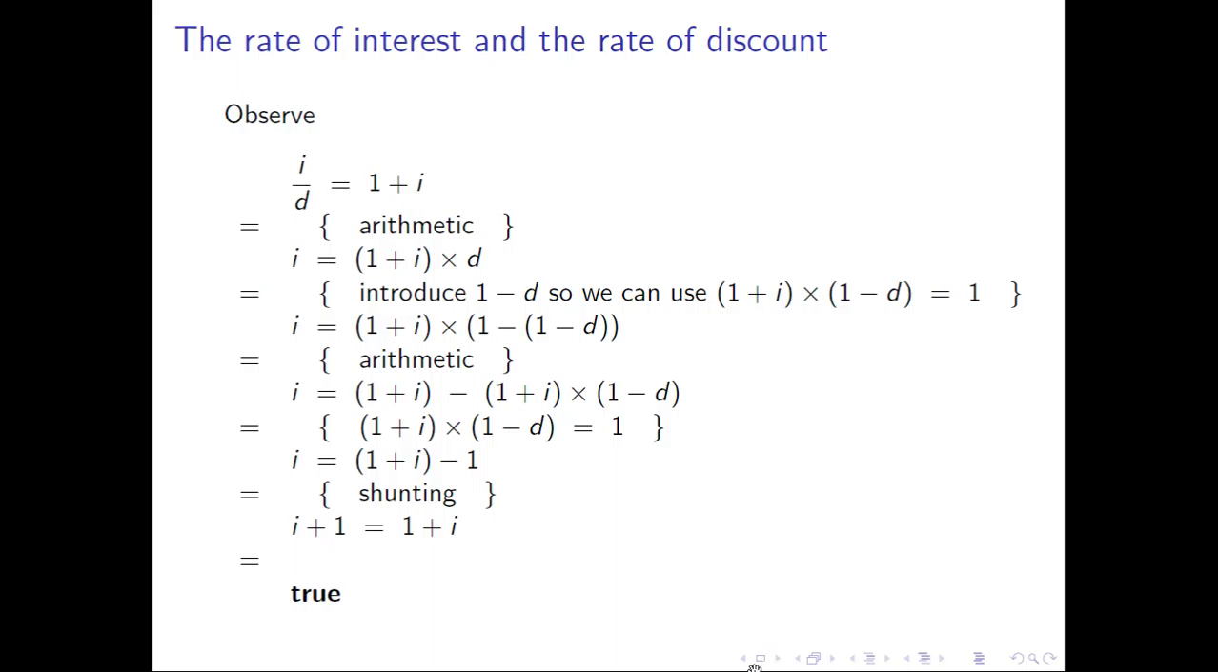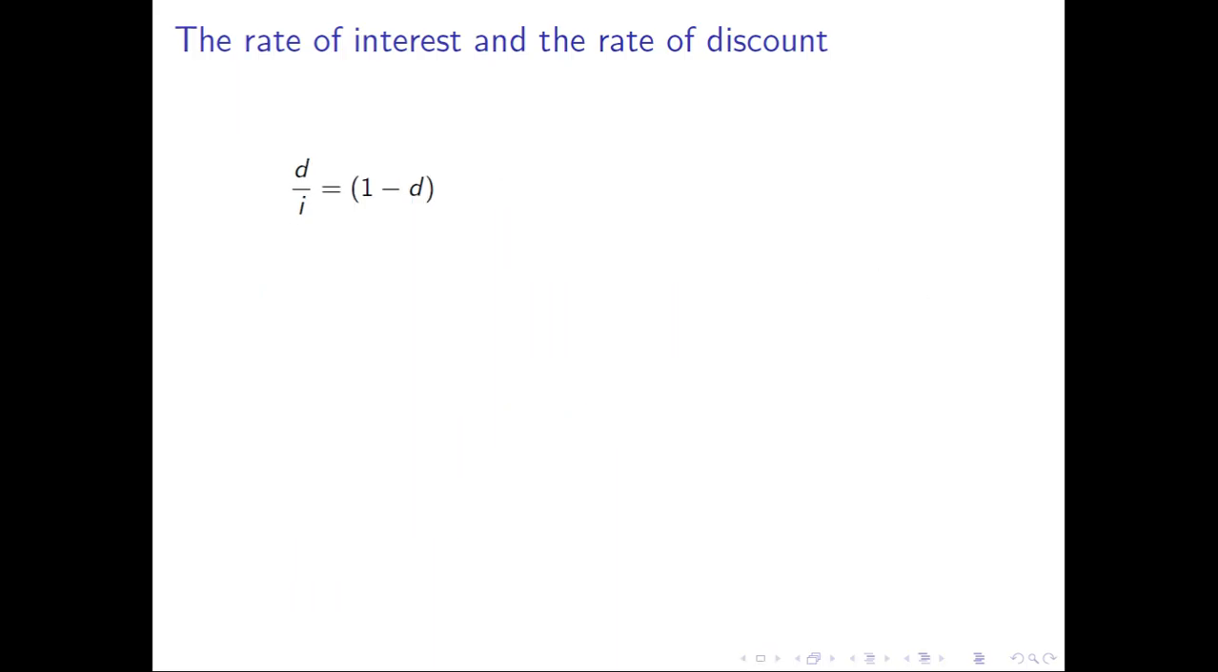Okay. Now, to prove this one, this is actually slightly easier. We'll start again by basically taking the reciprocal of both sides, because we know how to do i over d. If this was i over d equals 1 plus i, we'd be done, but it's not. So let's try and turn it into i over d equals 1 plus i and see where that takes us.